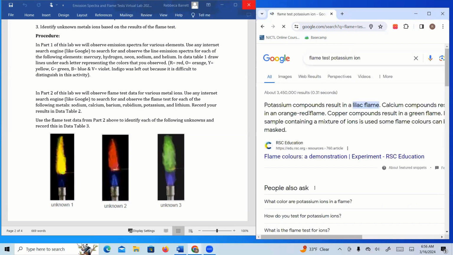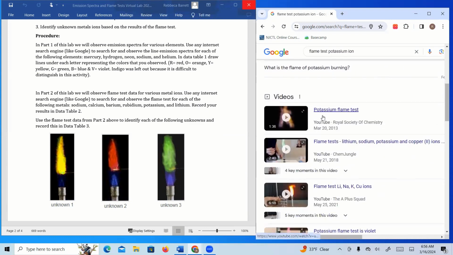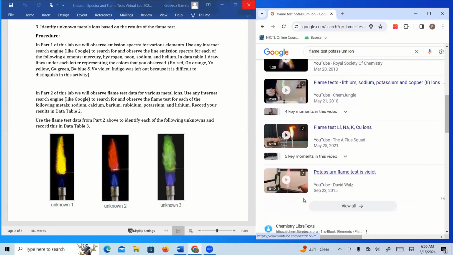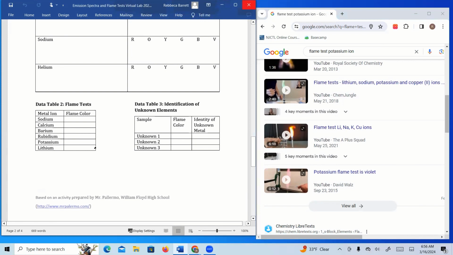All right, so you can see here potassium compounds result in a lilac flame, or you could watch a short potassium flame test. There are some videos that are a minute or so in length that would also show you. You can see here's one, 12 seconds. Potassium flame test is violet, and you can see, if you watch the video, you see the violet flame. What you need to do is record that color in data table 2 for each of these metal ions.